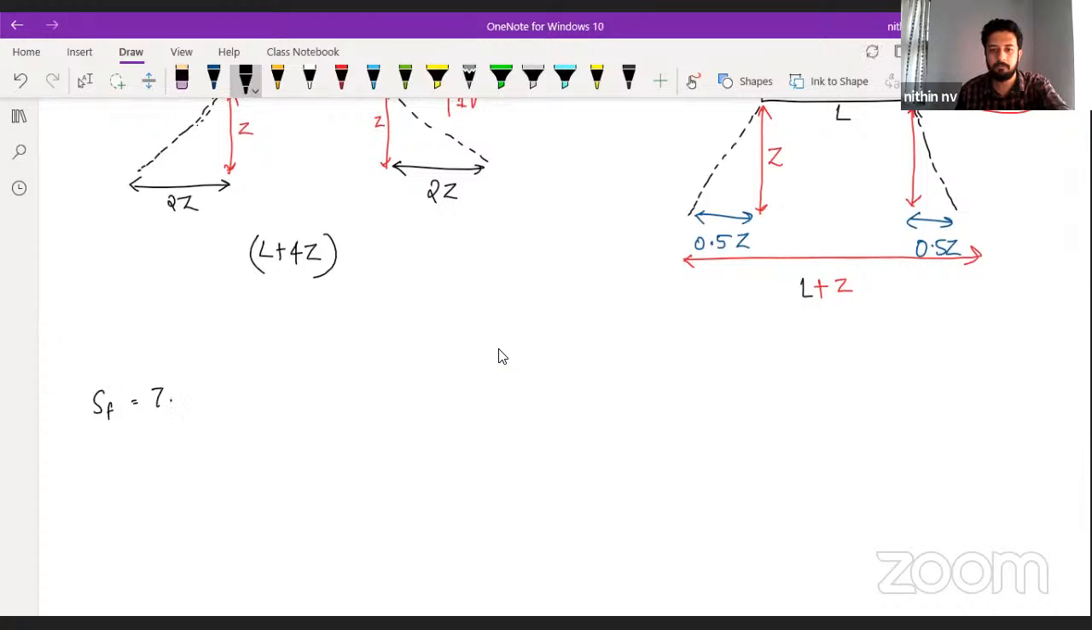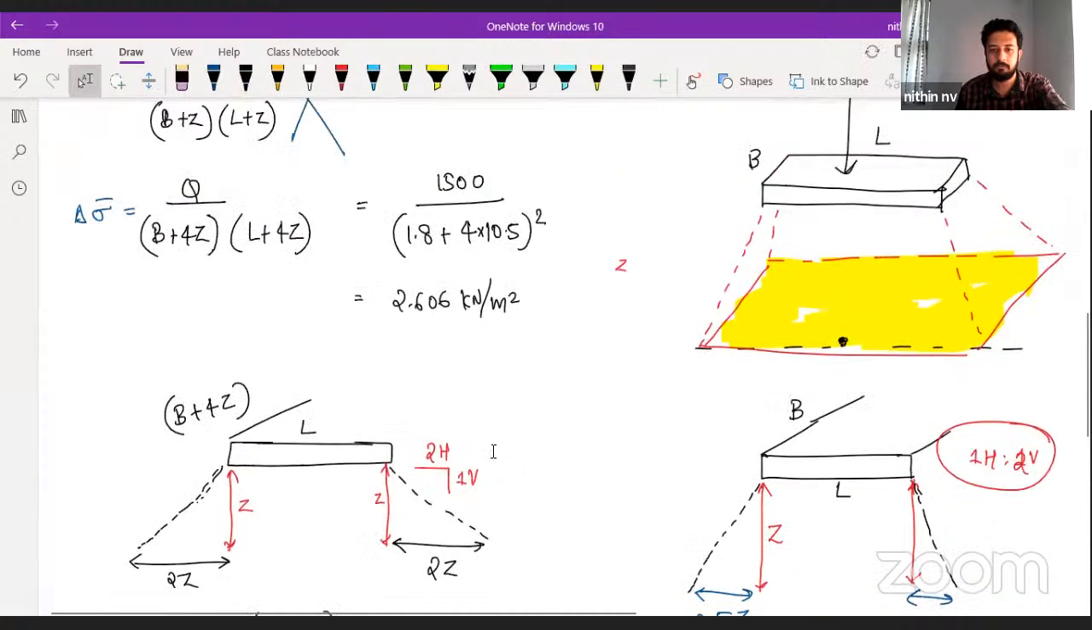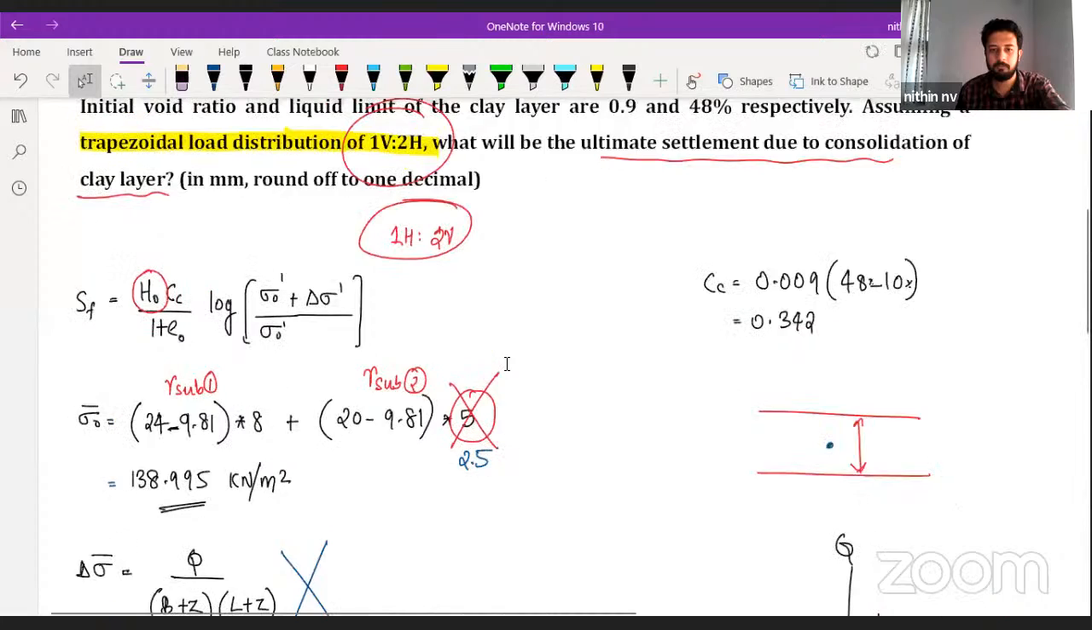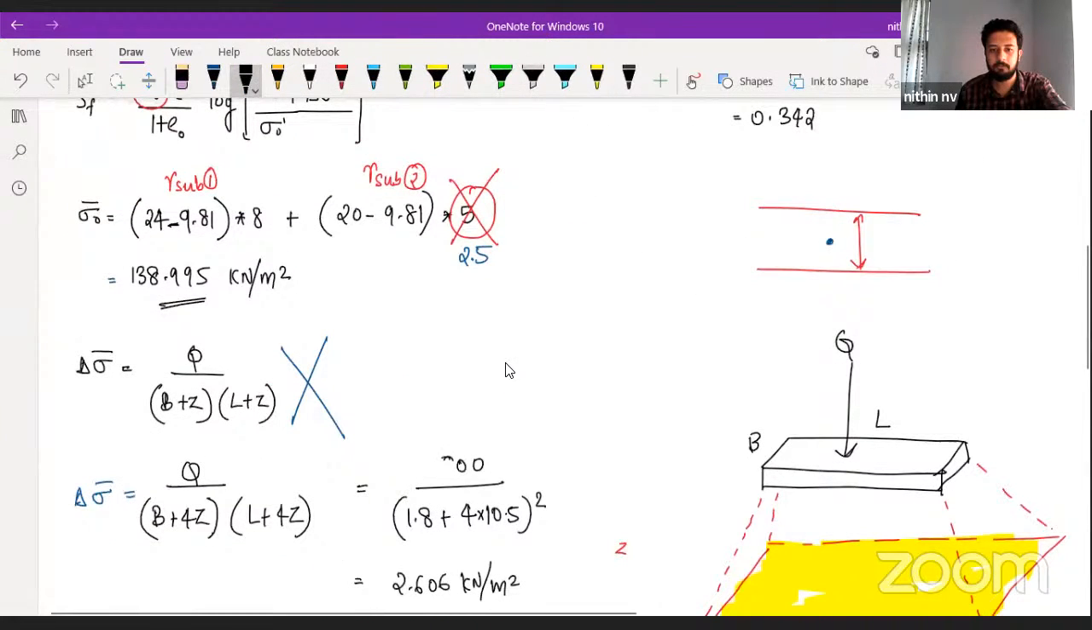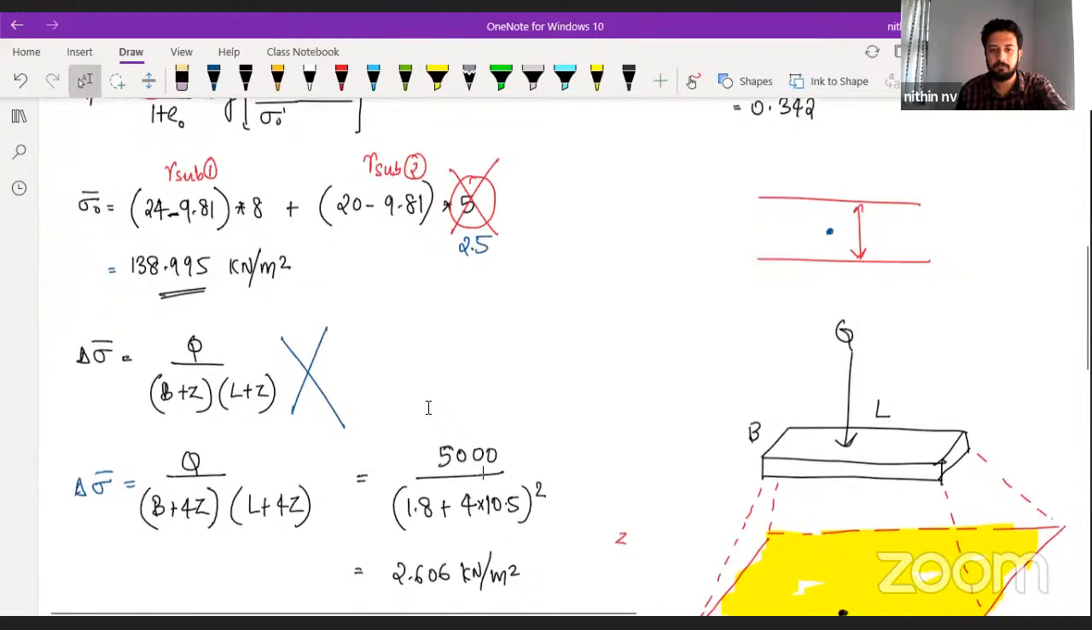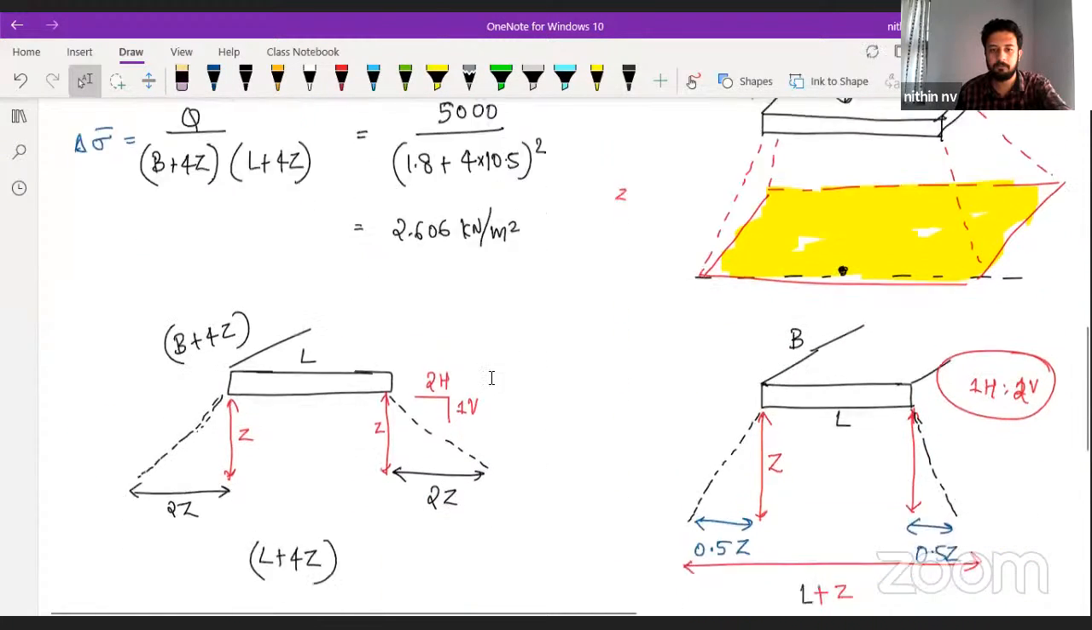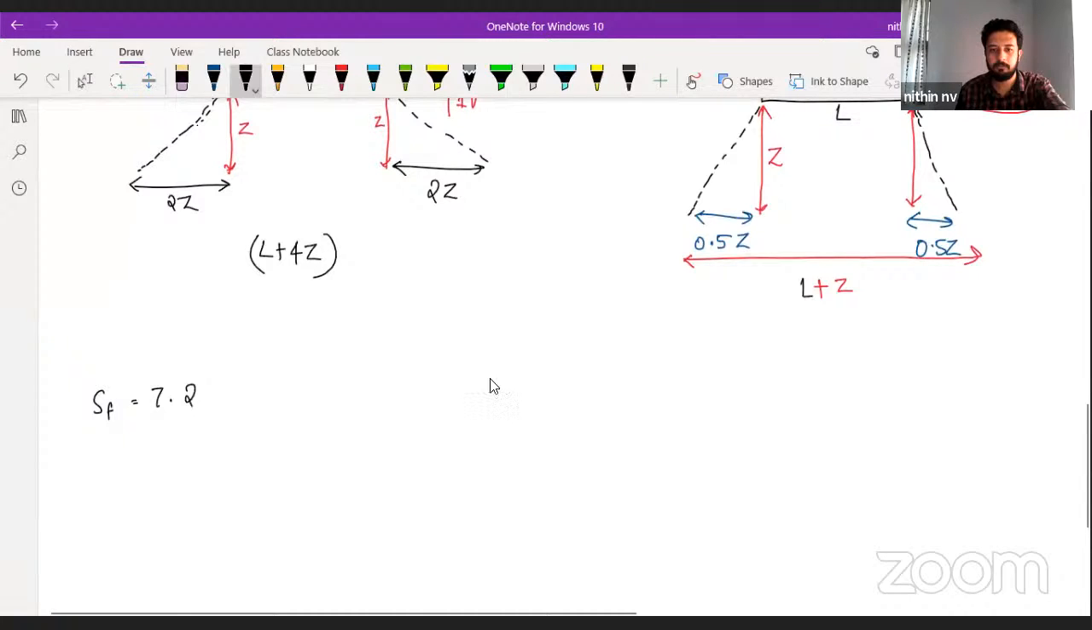Are you getting the same answer? 7.2? 5,000? 5,000, okay, fine. Sorry. The answer is the same only. I have written by mistake. Okay, thank you. Same, na, 2.606. Are you getting 7.2 something? Everyone please comment how much you are getting as the final answer.